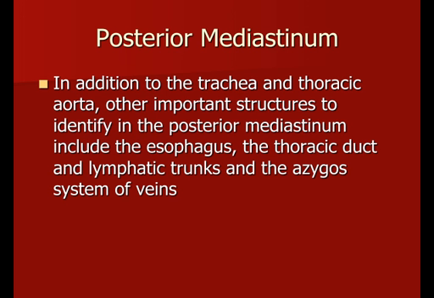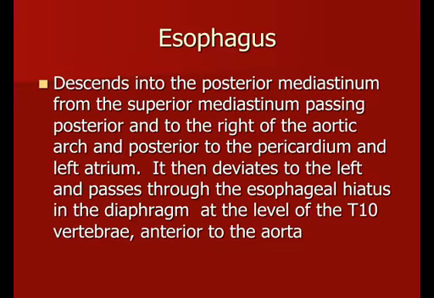Okay, briefly, the posterior mediastinum. In addition to the trachea and thoracic aorta, other important structures in the posterior mediastinum are the esophagus, thoracic duct and lymphatic trunks, and the azygos system of veins. The esophagus descends into the posterior mediastinum from the superior mediastinum, passes posterior and to the right of the aortic arch, and posterior to the pericardium and left atrium, and then deviates to the left side and passes through the esophageal hiatus in the diaphragm.